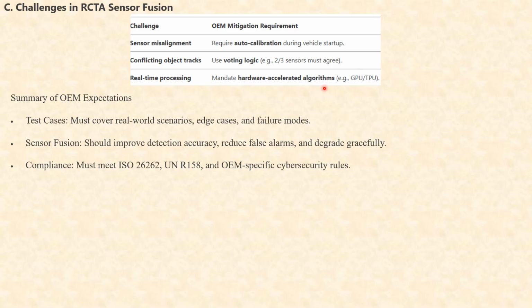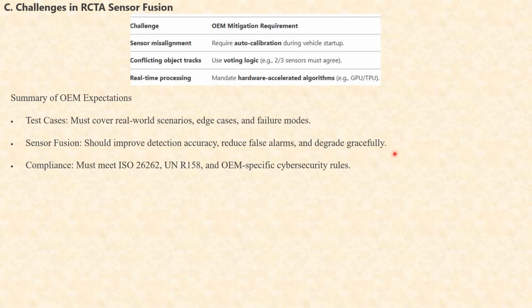Mandate hardware accelerated algorithms. Okay, this real-time processing is very, very important. Next is just to give a summary of the OEM expectations. The test case must cover the various real world scenarios, edge cases, and failure modes. So all these things must be clearly encompassed in test cases. Next is sensor fusion. Should improve detection accuracy, reduce false alarms, and degrade gracefully. Now, this is something which I have very thoroughly emphasized.